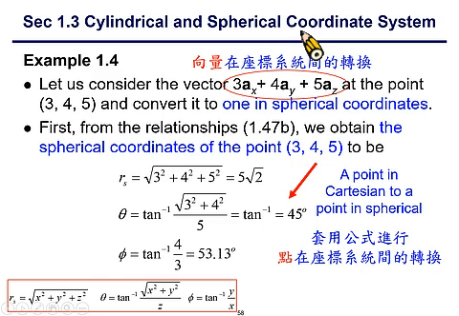But let's use the example in the textbook to show you how to do vector conversions between coordinate systems. Example 1.5 wants you to perform conversion of a vector in which coordinate system? In the Cartesian coordinate system, which is 3ax plus 4ay plus 5az.